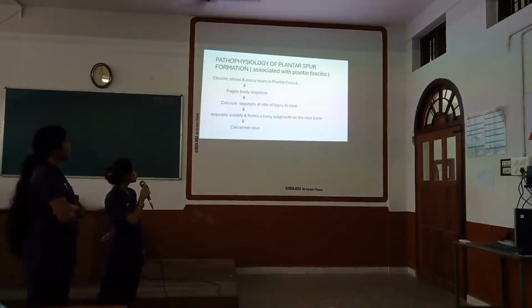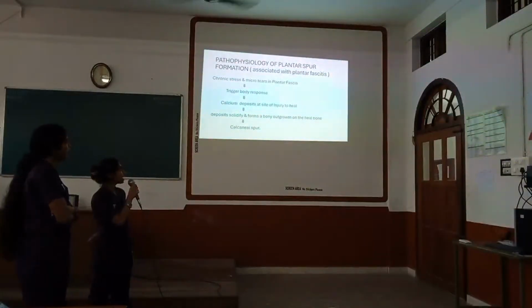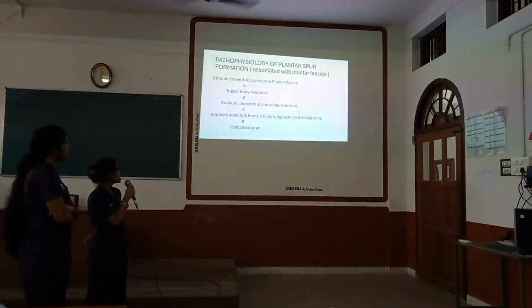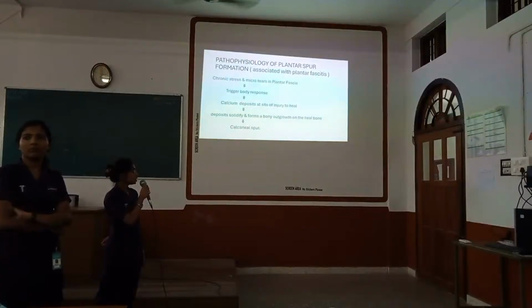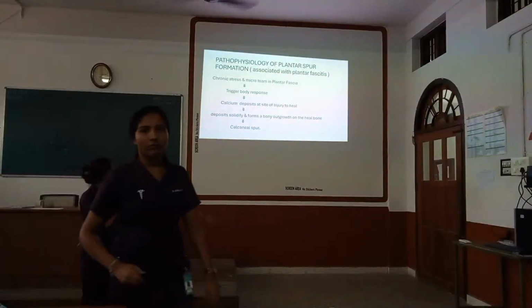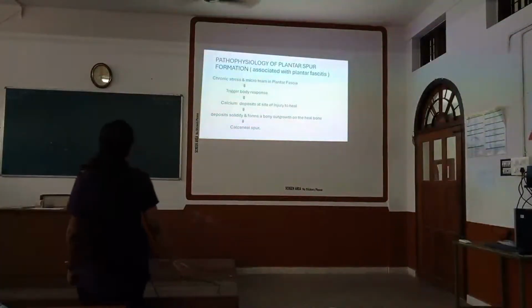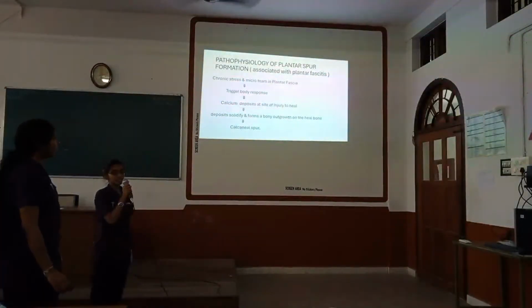Pathophysiology of plantar spur formation associated with plantar fasciitis: chronic stress and microtears in the plantar fascia trigger the body's response. Calcium is deposited at the site of injury to heal. The deposit solidifies and forms a bony outgrowth on the heel bone, and finally forms calcaneal spur.